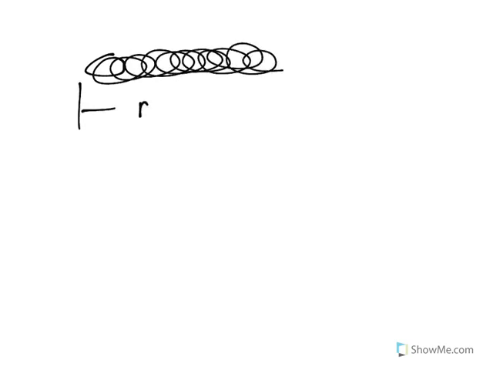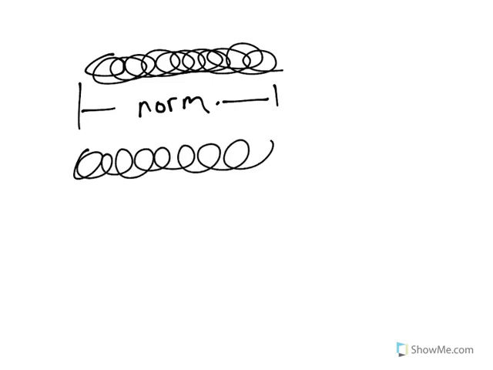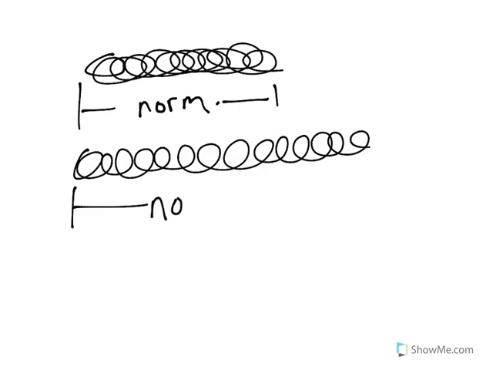So let's say that we have this spring here. This is our spring, and this is its normal length. What if we stretch it? So now we stretch it, and the spring stretches to here. Well, the normal length was right there, so this distance here would be x.